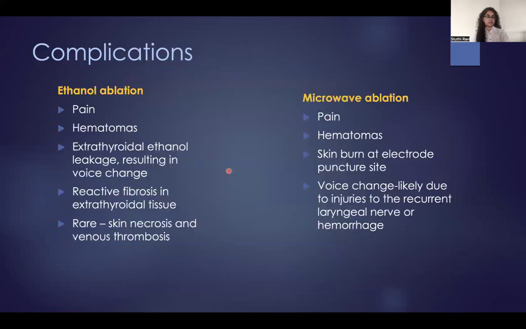Complications of thyroid ethanol ablation include pain, hematomas, extrathyroid leakage of ethanol resulting in voice change or reactive fibrosis in the extrathyroid tissue. Rarely, skin necrosis and venous thrombosis can occur. In microwave ablation, we can see pain, hematomas, skin burns at the electrode puncture site, and voice change likely due to injury to the recurrent laryngeal nerve.